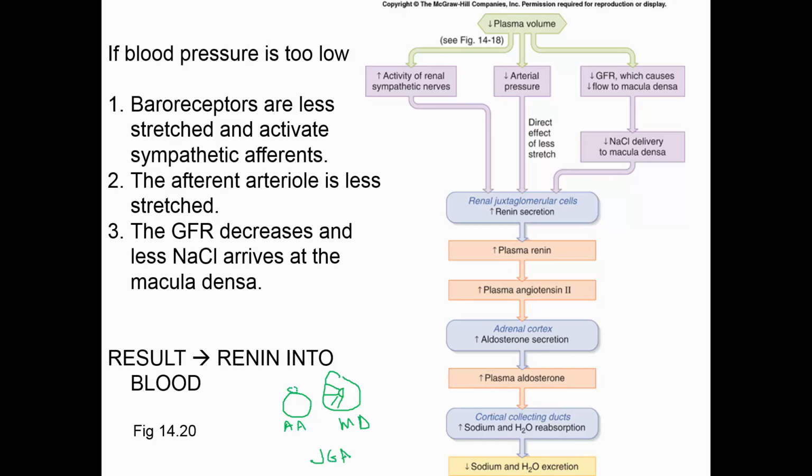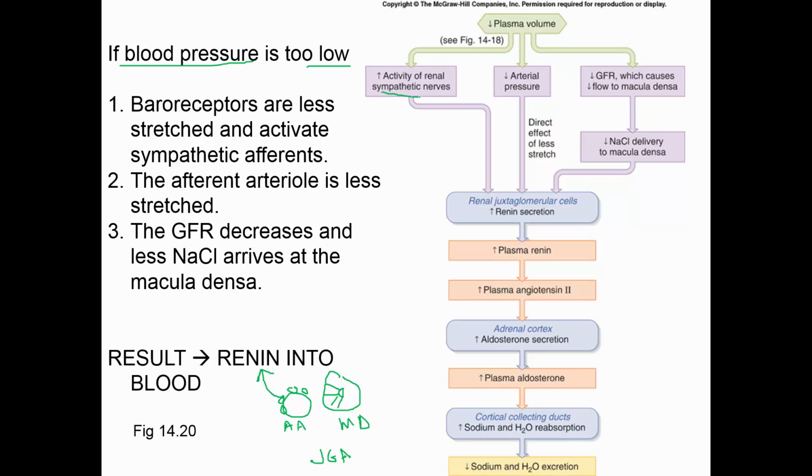And there are some cells around the afferent arteriole called juxtaglomerular cells, and they produce renin. So, the macula densa talking to the afferent arteriole can be the basis of tubuloglomerular feedback, but it also can be the basis of blood pressure regulation. So if your blood pressure is low, you're going to tell your juxtaglomerular apparatus about it in 3 ways.